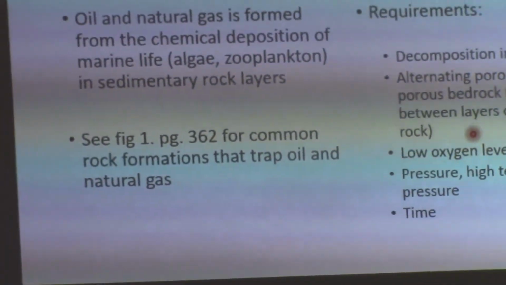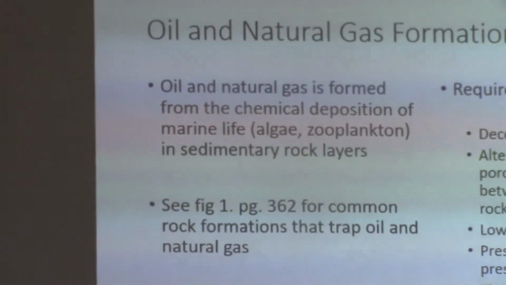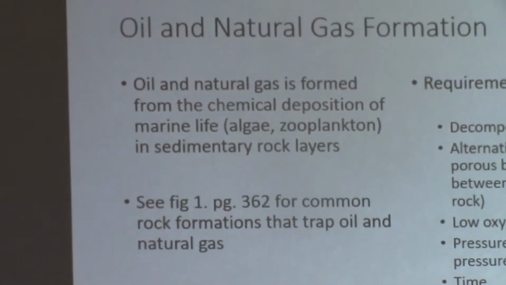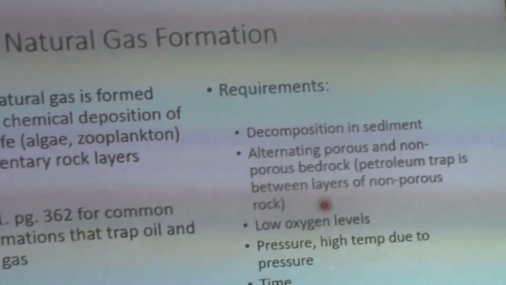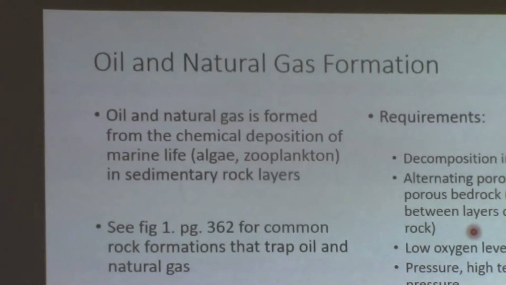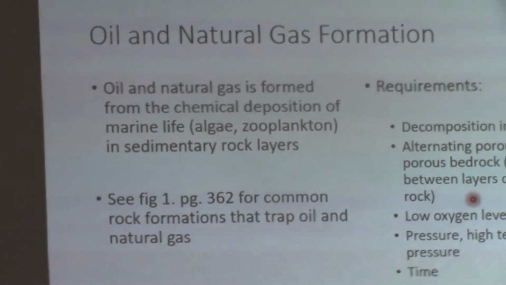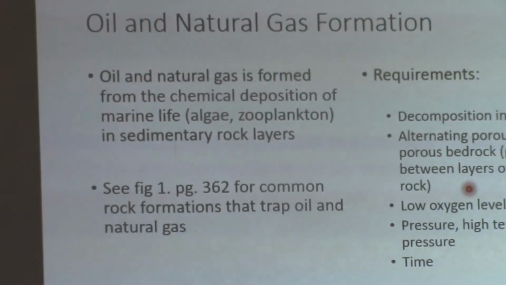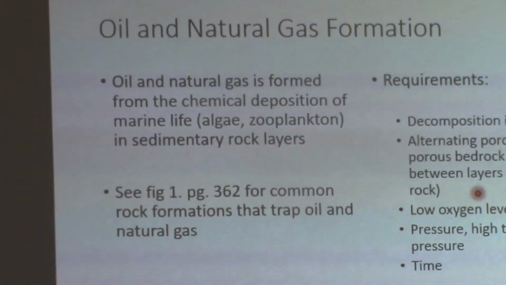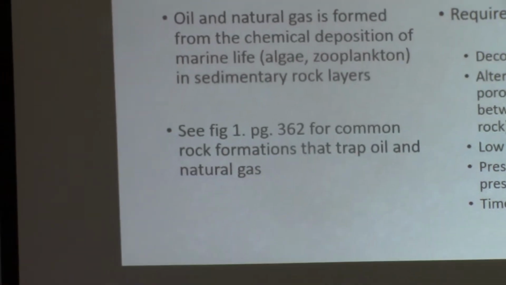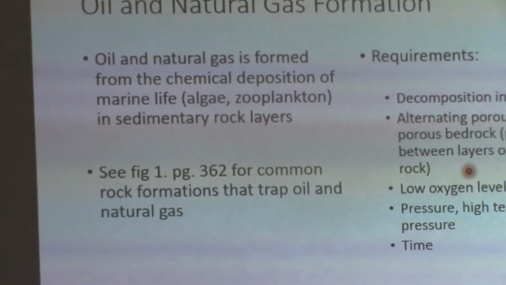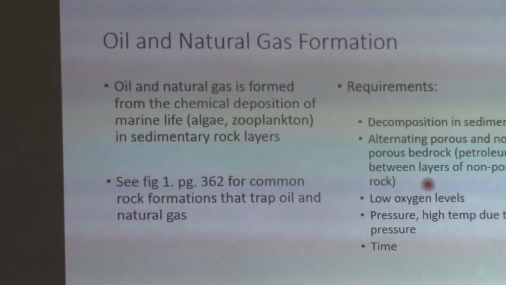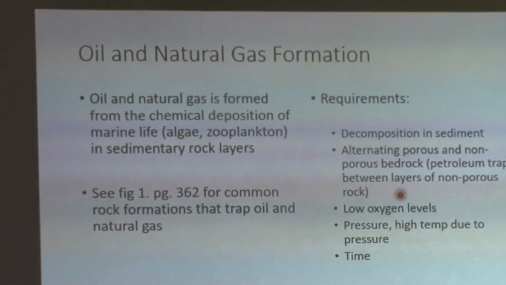Okay, so extraction processes. So here's the deal. Oil and natural gas come from aquatic resources, so you should know that. All right? So oil and natural gas mostly come from planktonic organisms, so zooplankton and phytoplankton, things that are suspended in a water column, in sedimentary rock layers. So oil and natural gas come from old oceans. So Alberta has a lot of oil and natural gas because most of Alberta used to be an inland ocean.